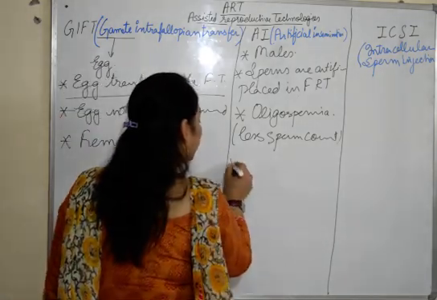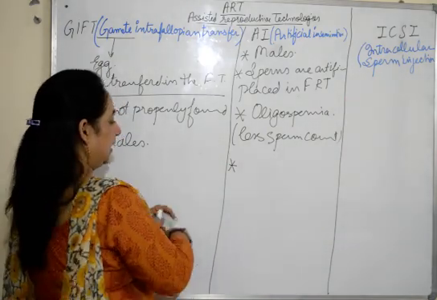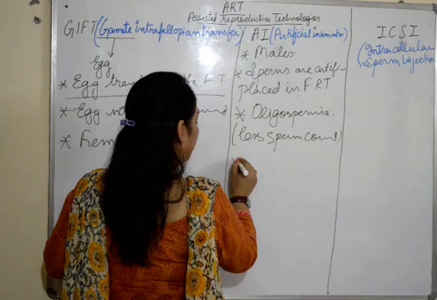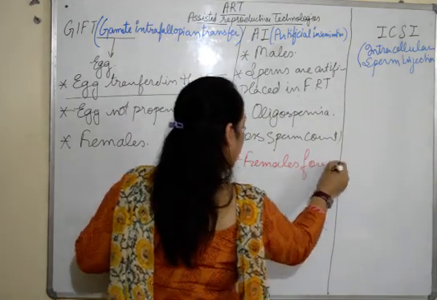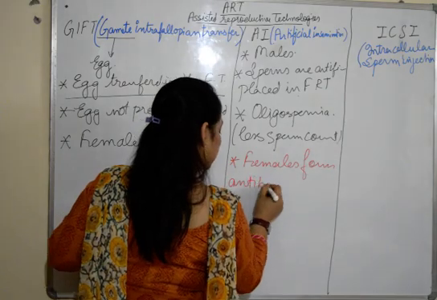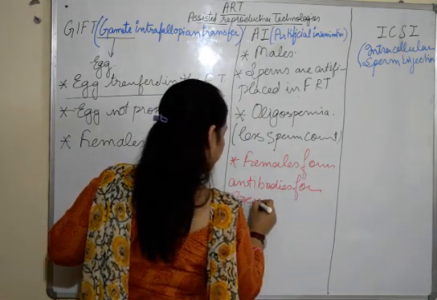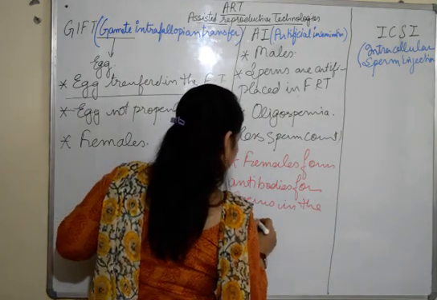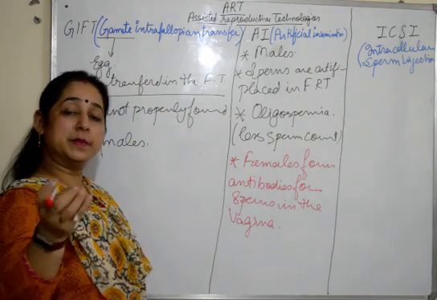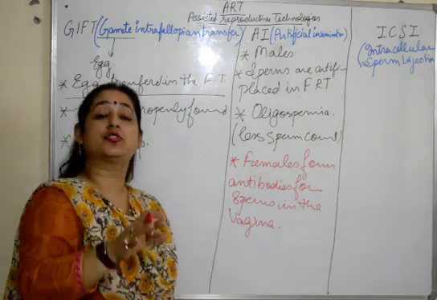Herein there is one more reason. I'll write it with some other pen. This is something important. Some females form antibodies for sperms in the vagina. Fine. So what will happen when the sperms enter the vagina? They will be killed there and then, because the antibodies will destroy them.